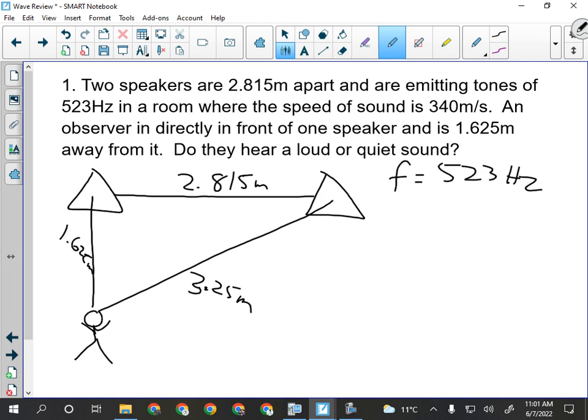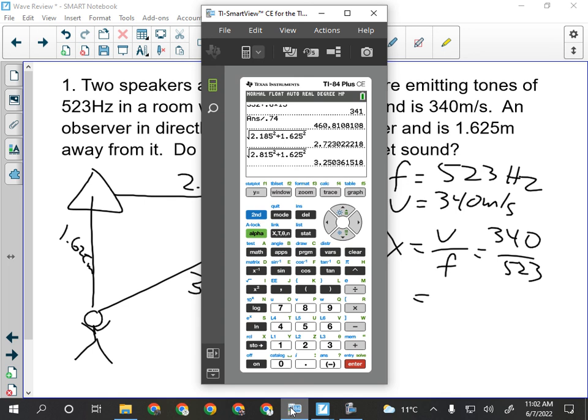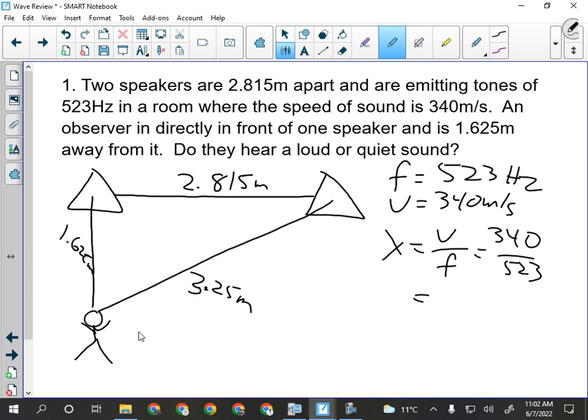Alright, so now we've got that. What do I need to calculate next now that I have that right? The wavelength. Okay. So wavelength, sorry, we also have the speed, 340 meters per second. I forgot to write that down. So wavelength will be V over F, 340 divided by 523. Okay, so we've got 0.650 as our wavelength.